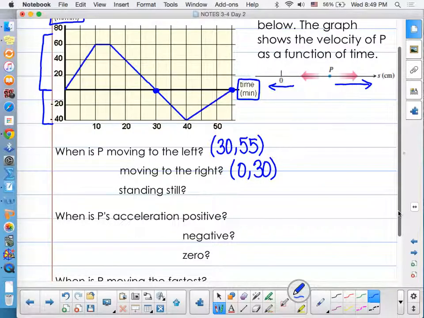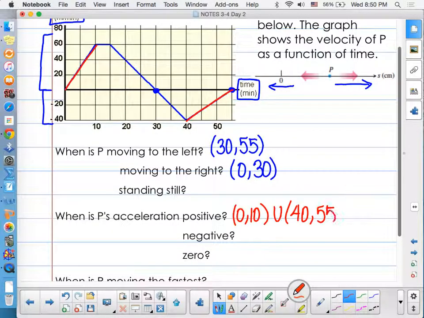What's the acceleration? On the graph, when you're looking at acceleration, you're talking about the slope of the velocity. So that's a derivative. Anywhere that has positive slope in the graph, we're talking about positive acceleration. The graph of the velocity is showing positive slope between 0 and 10 minutes. Therefore, its acceleration is positive. It's also showing positive slope again from 40 to 55 minutes, and therefore, its acceleration is positive.